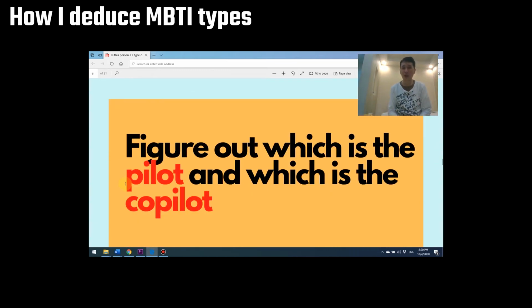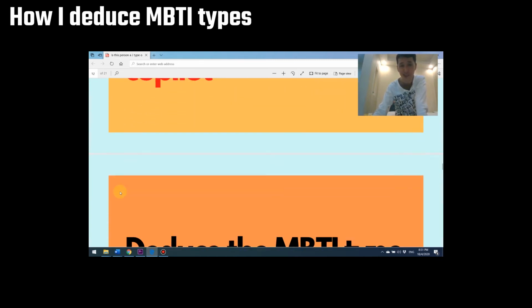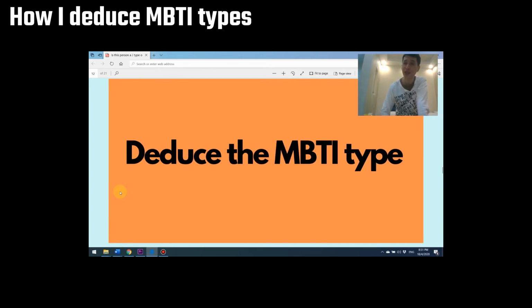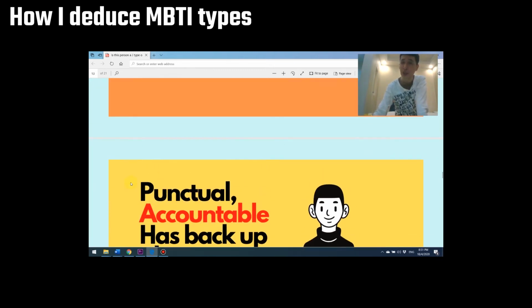And the next thing I will do is to figure out which is the pilot and which is the co-pilot. So the pilot will be the dominant function and the co-pilot will be the auxiliary function. In order for me to deduce the pilot and the co-pilot, one of the questions that I may ask is, is this person extroverted or introverted? So if this person is an extrovert, then his pilot must be an extroverted function. If this person is an introvert, then his pilot must be an introverted function. And from there, I will deduce the MBTI type.